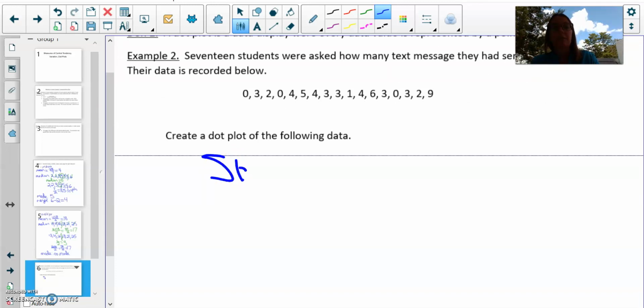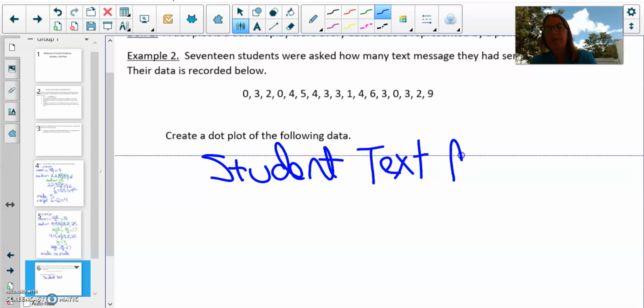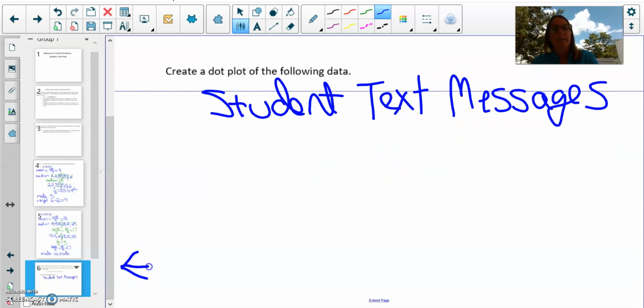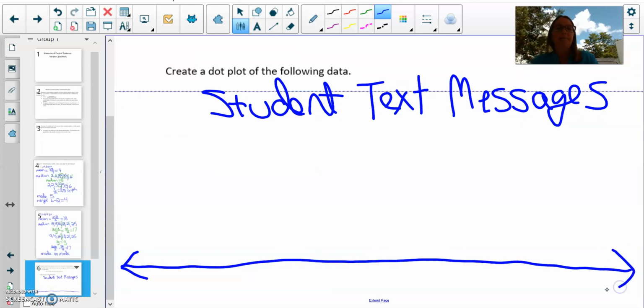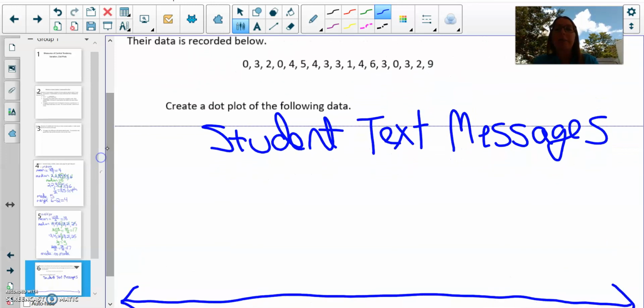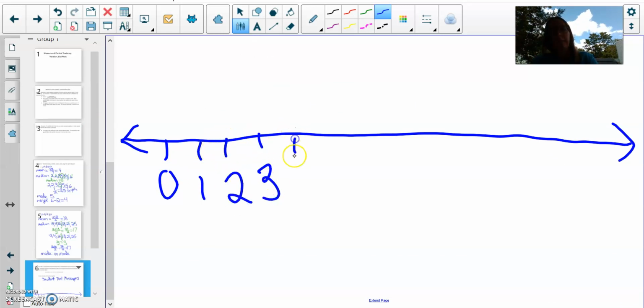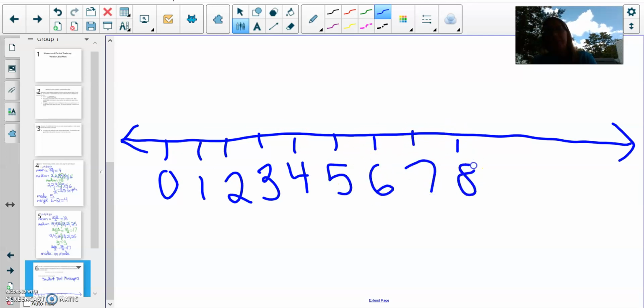So I'm going to call it student text messages for my title. I'm going to leave some space, and then I'm going to draw my number line. Okay, when I look at my data, I went from a low of 0 to a high of 9. So on my number line, I'm going to go from 0 to 9. I'm going to count by ones. Okay, so my number line's all set up.